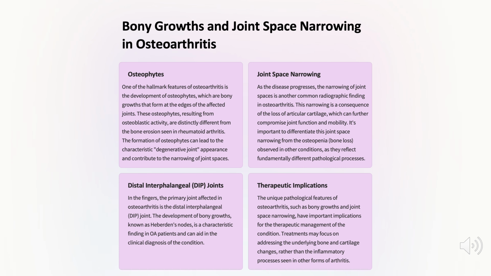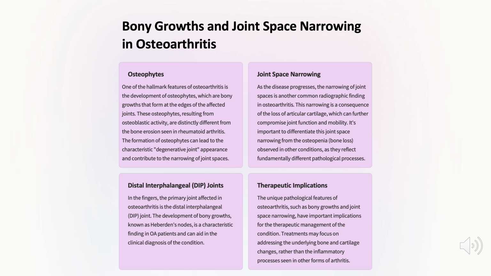Let's explore the characteristic features of osteoarthritis, particularly focusing on bony growths and joint space narrowing. One hallmark feature of OA is the development of osteophytes, which are bony growths that form at the edges of affected joints. Unlike the bone erosion seen in rheumatoid arthritis, these osteophytes result from osteoblastic activity and contribute to the characteristic degenerative joint appearance in OA. Furthermore, they can lead to the narrowing of joint spaces, impacting joint function and mobility over time.